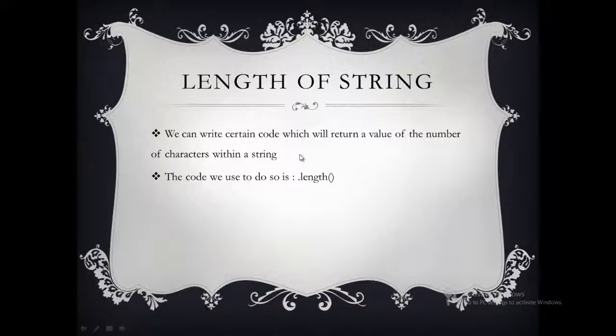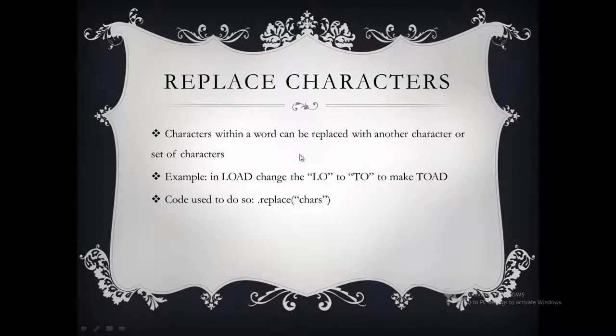And then last but not least, we have the replacement of characters. Now basically what you want to do with the replacement of characters, for example, if you had the word load and you wanted to change the LO to TO to make toad, you could easily just use the dot replace and then whichever series of characters you want to replace, with whatever series of characters you want to replace it with. Now this is usually separated by a comma.